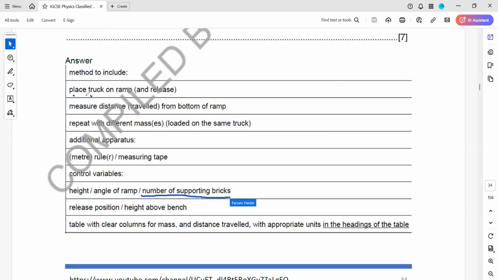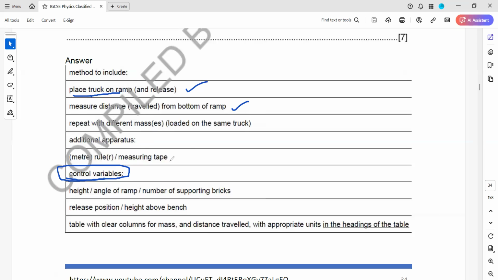So the method includes, like, we place a truck. The change is, no, they did not change it. They keep it the same. This is a control variable. Control variable means which is not changed, which is kept the same throughout the experiment. You're not supposed to say which variable is dependent and which is independent. So we place a truck on the ramp and we release it. We measure a distance from the bottom of the ramp and then we repeat with different masses.